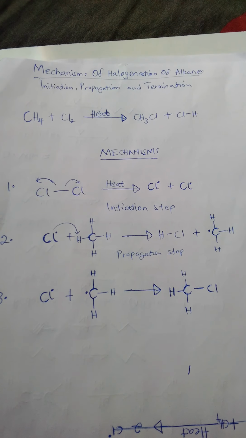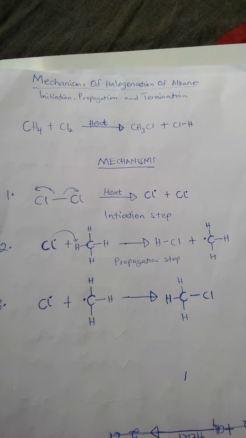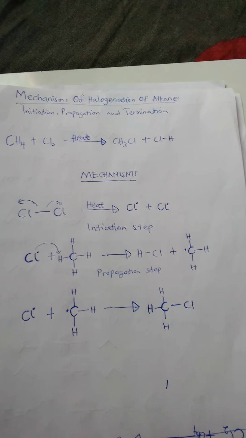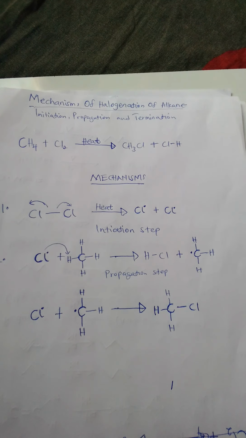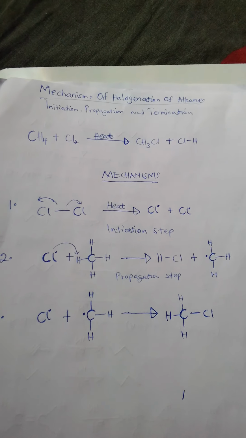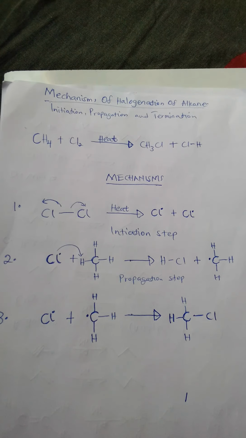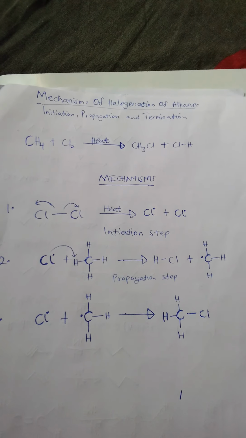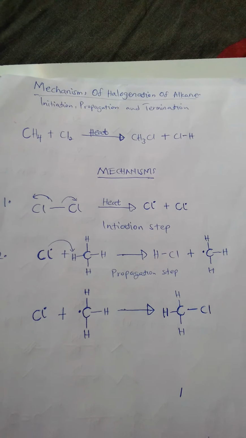In this video, we are going to look at the mechanisms of halogenation of alkanes. As we said in the previous video, alkanes are basically unreactive because of their saturated nature. But we have other ways by which we can make them reactive. Alkanes are basically made to be reactive when they are converted to a radical.